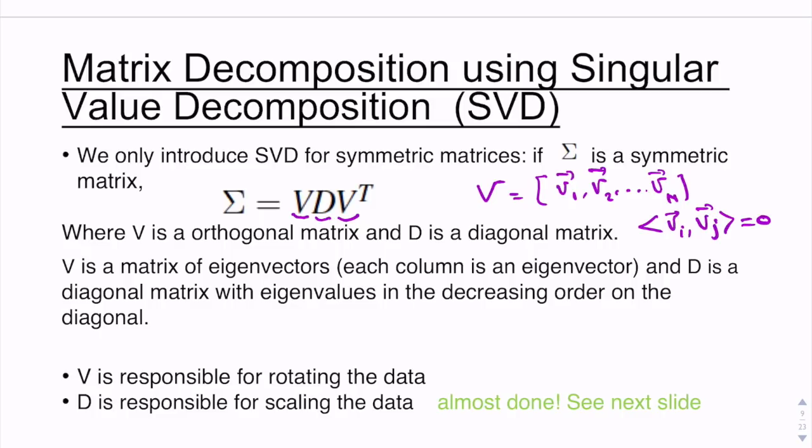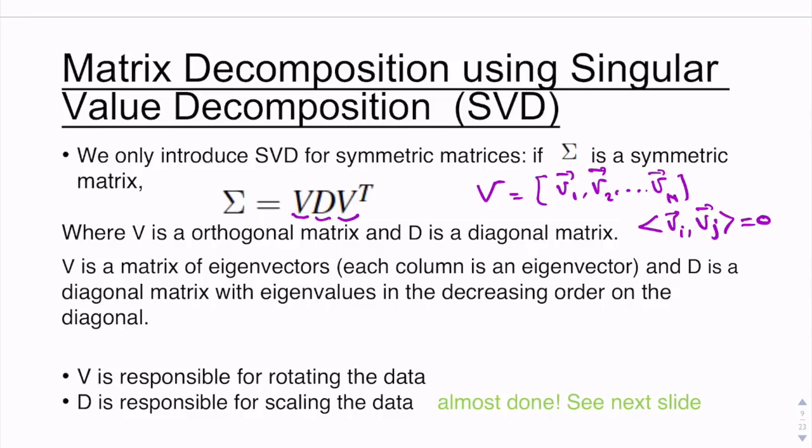And the elements on the main diagonal of the diagonal matrix D are eigenvalues. So what are eigenvectors and eigenvalues? Basically, eigenvectors are vectors which are orthogonal and also independent, and they represent the new directions in our data where we have the most variance of data.